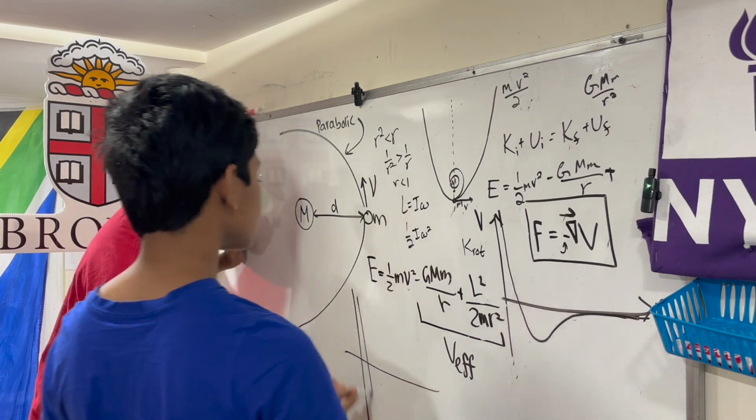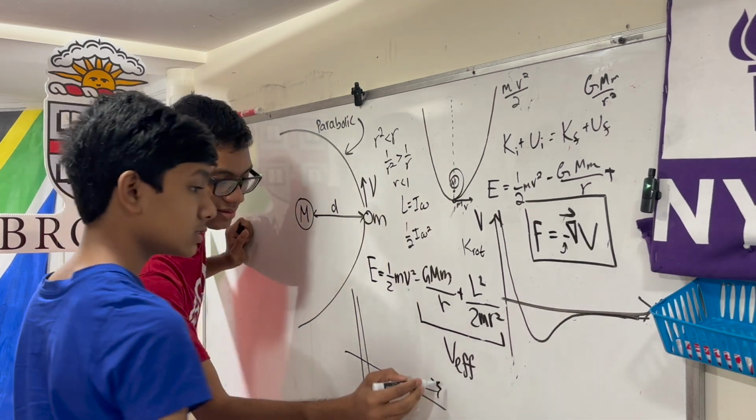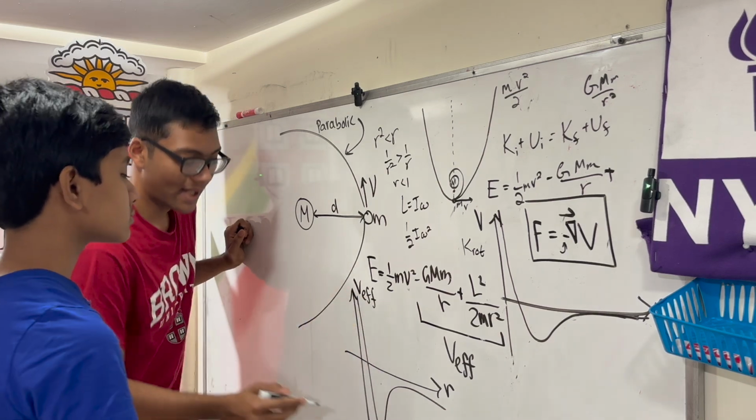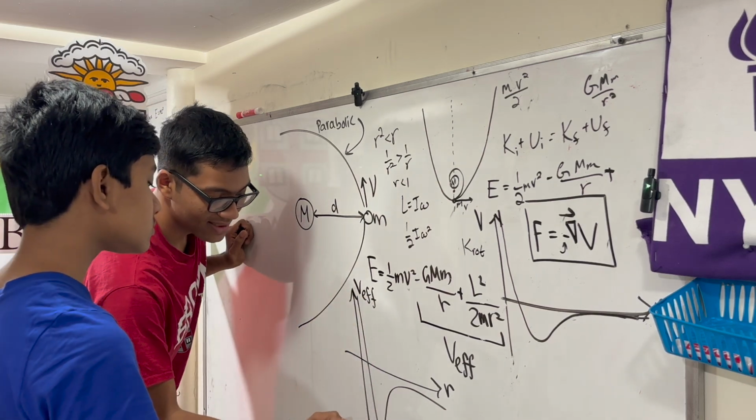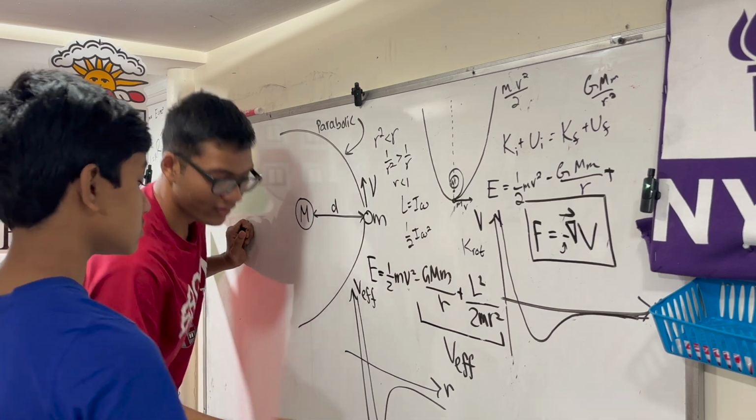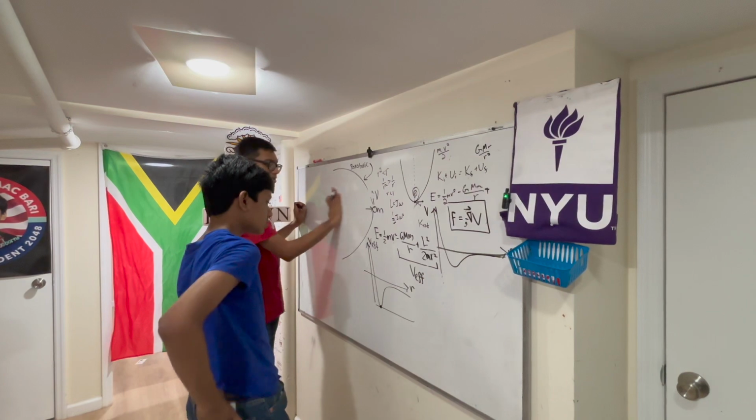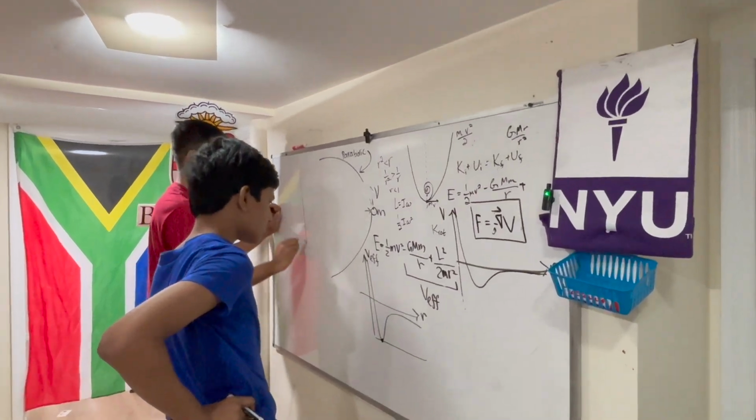So look, this is the radius and this is the effective potential energy. Now, this type of orbit, what type of orbit is this? Let me draw it here because it's important. Let's draw it here.